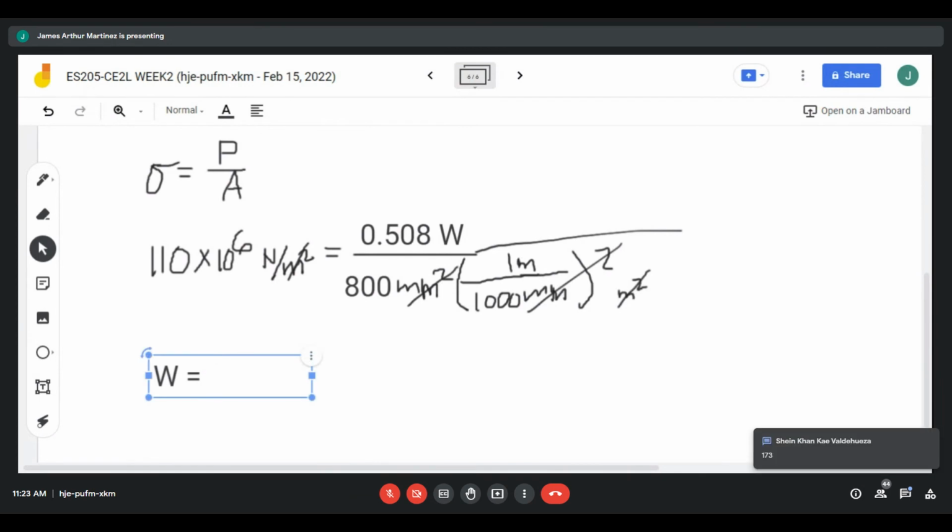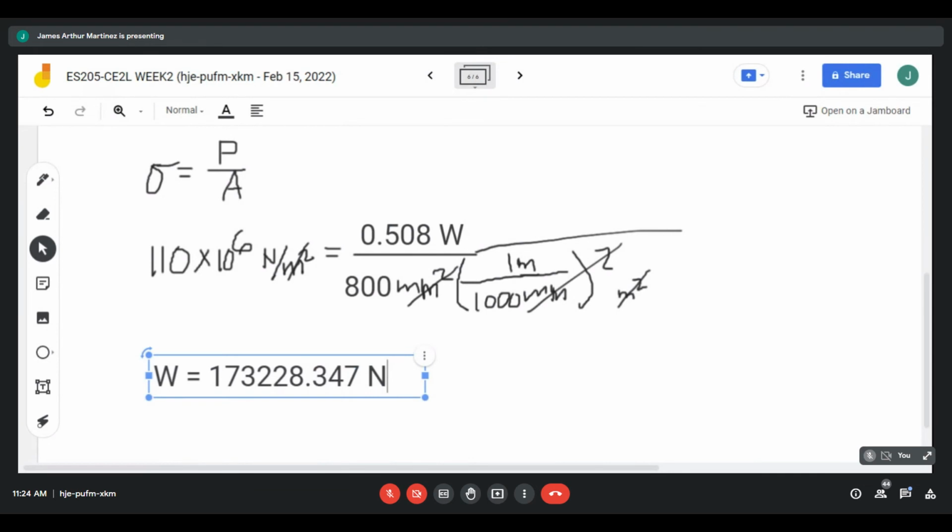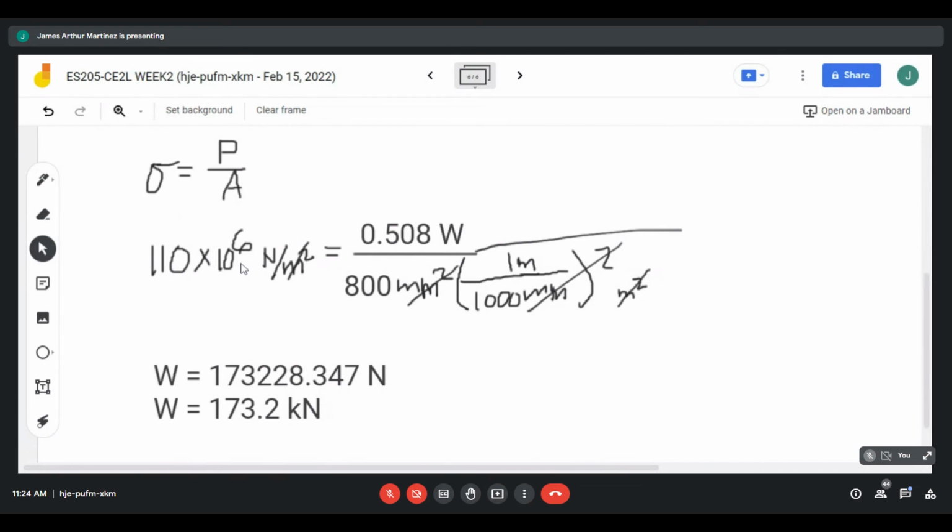Okay, so W is equal to 173,228.347 newton. Or you can express this in terms of kilonewton, so 173.2 kN. So that's the maximum capacity that bar AB can carry.